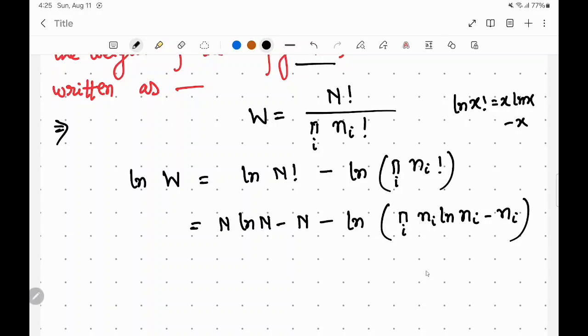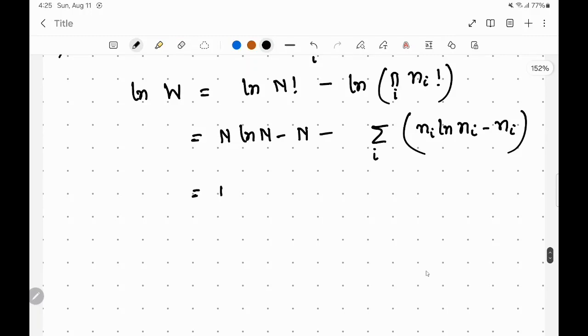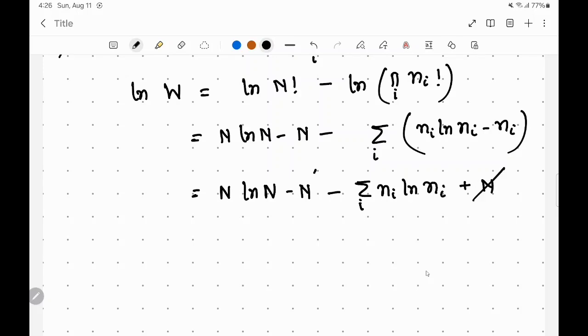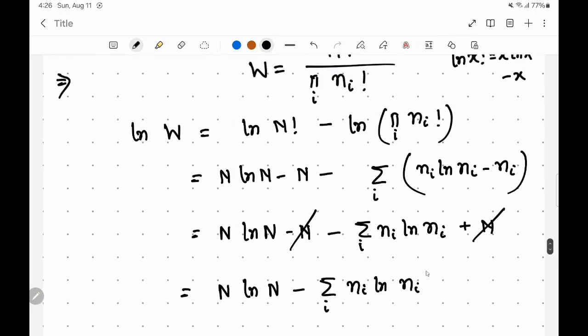If you apply this formula for x factorial, okay, you can write it. So it will be ln N factorial is N ln N minus N, minus the sum over i of ni ln ni plus the sum over i of ni, and this sum over ni is essentially the capital N, so it will cancel out. So it will be N ln N minus the sum over i of ni ln ni.